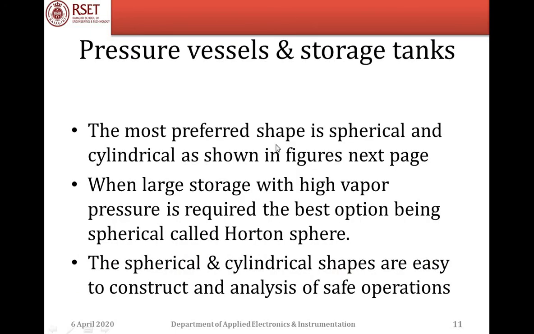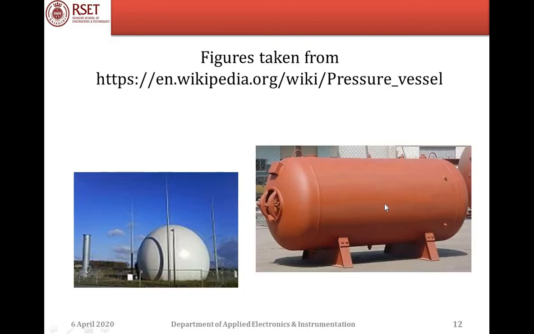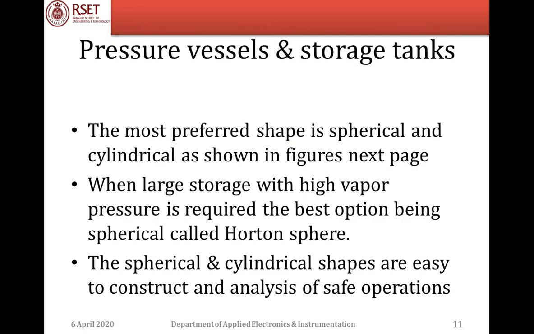When large storage with high vapor pressure is required, the best option is the spherical shape, called the Horton sphere. In other applications like mobile transport, you can go for cylindrical bullets. It's called a bullet tank. The spherical and cylindrical shapes are easy to construct, and the analysis of safe operations can be done very easily in this kind of clear geometric shape.